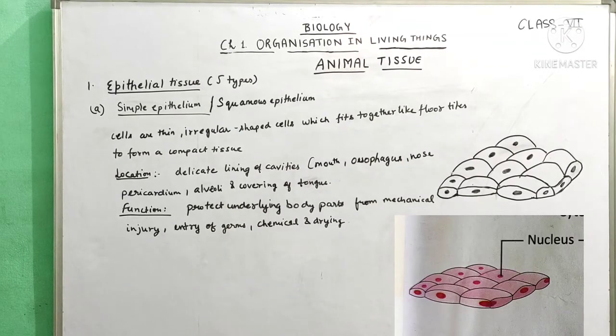Okay, so the mouth cavity means buccal cavity, through which we engulf food. Its lining is made of squamous epithelium. Esophagus means food pipe, its inner lining is made up of squamous epithelium. Nose inner lining is made up of squamous epithelium. Pericardium, alveoli and covering of the tongue are also made up of squamous epithelium. Talking about the function, this epithelial tissue protects underlying body parts from mechanical injury, entry of germs and chemicals, and drying. Okay.